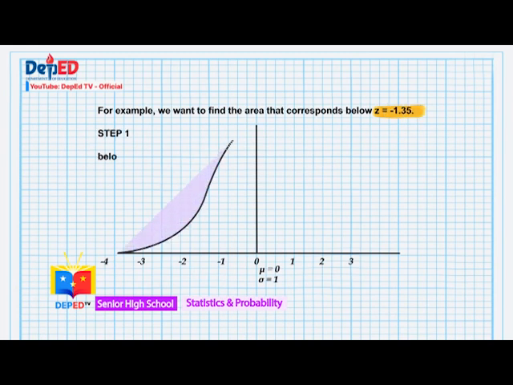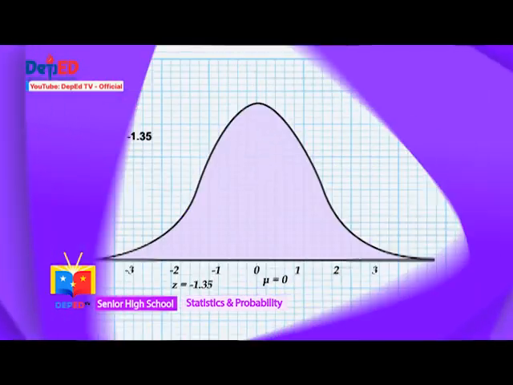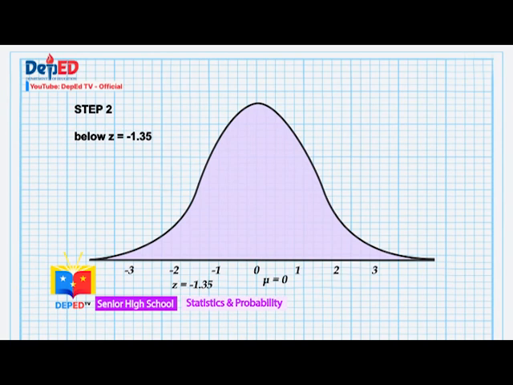First step is to draw a normal curve and locate the given z-value on the normal curve. We need to locate the z-value on the horizontal axis and draw a boundary line. Second step is to shade the region of the curve according to the condition of the z-value, whether it is below, above, or between. In this case, we shade below negative 1.35, meaning to the left of negative 1.35.